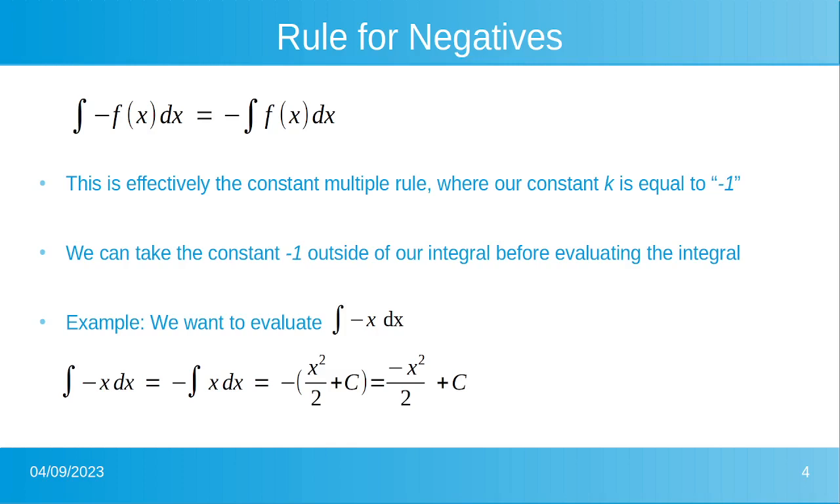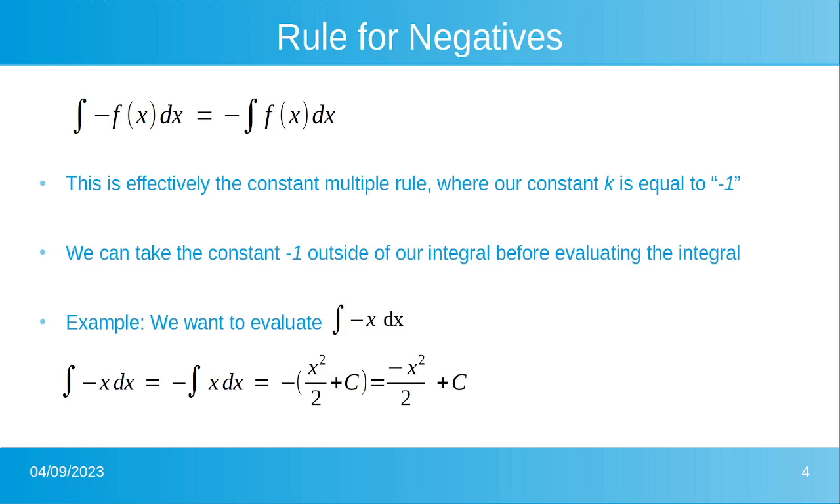To understand this, it is effectively the constant multiple rule that we just looked at, but where the constant k is equal to minus 1. So we can take the constant minus 1 outside of our integral as before and then evaluate the integral. We can see that here in an example at the bottom of the screen. We want to evaluate the indefinite integral of minus x dx.